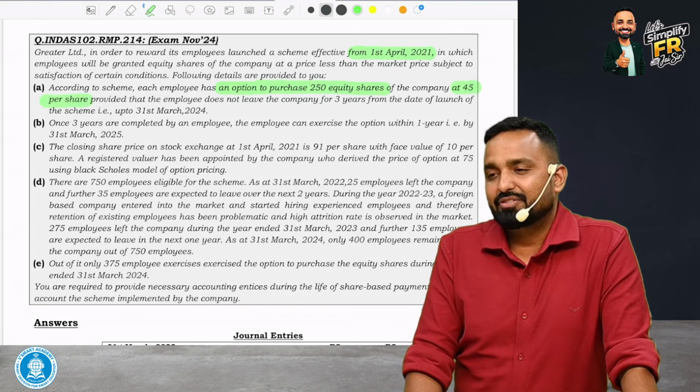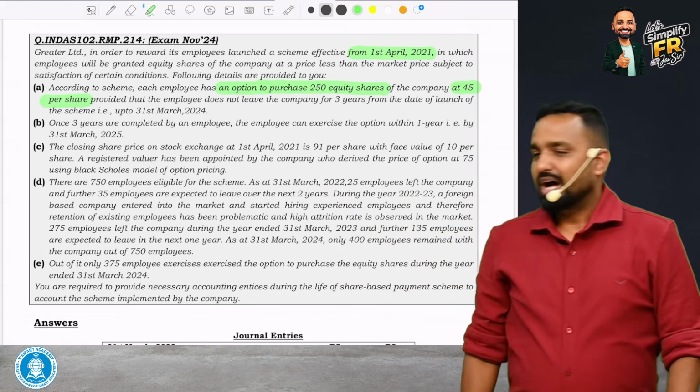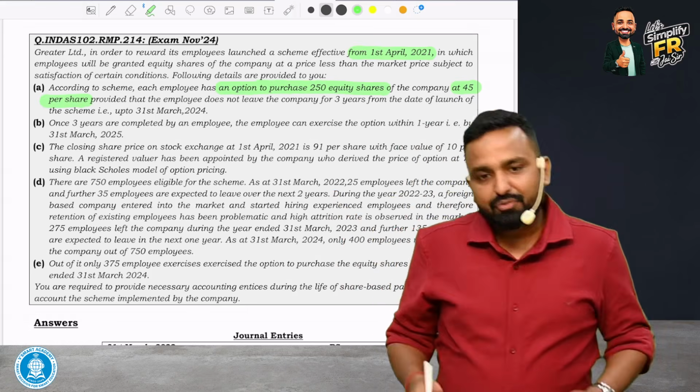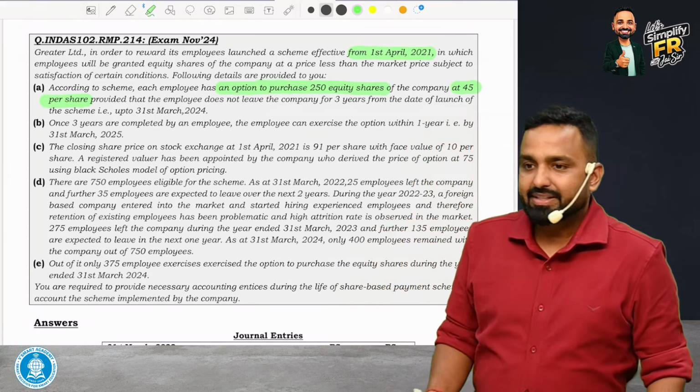Exercise price, not fair value. Read the line carefully. How can you say it is a fair value? Each employee will get this at 45. What is 45? Exercise price.